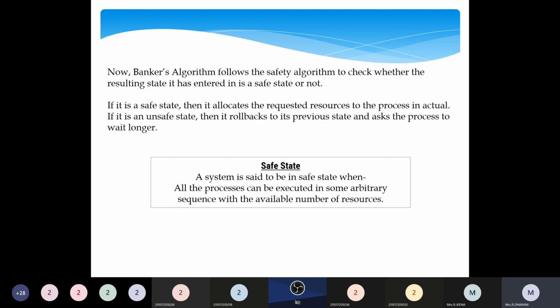Okay, so when the process has a demand for requesting resources, whether you have properly allocated to the requested process or not. When you allocate resources to the process, whether the system is in a safe state or it may enter into a deadlock, that is more important. So what is a safe state? The system is said to be in a safe state when all the processes can be executed in some arbitrary sequence with the available number of resources.